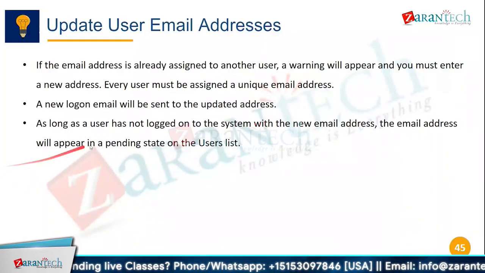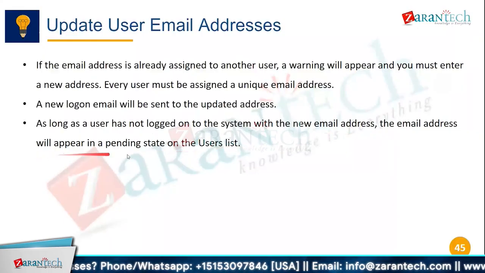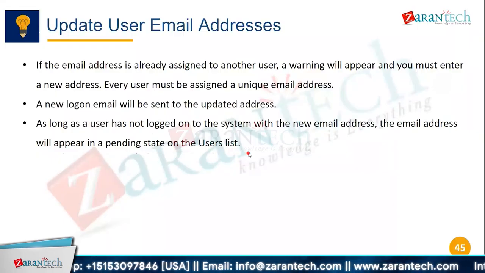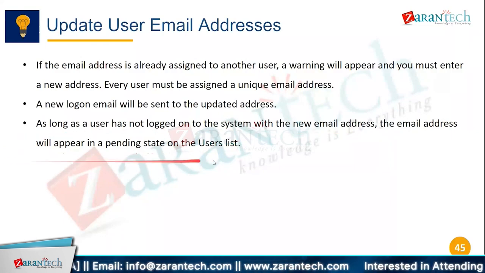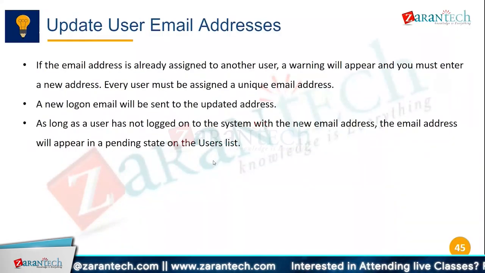So as long as a user has not logged on with the new email ID, the email ID will appear in a pending state. So basically, the first time, all the users who have been created as new users, or when you update their email IDs, they have to activate using their email ID. Until then, the user will not be active. So that is how you generally update an email address manually.